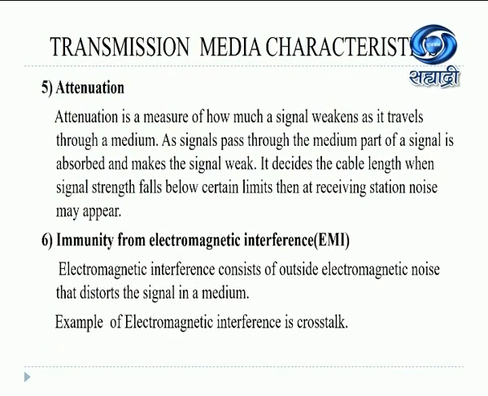The sixth important characteristic is immunity from electromagnetic interference, which is called EMI. Electromagnetic interference consists of outside electromagnetic noise that distorts the signals in a medium. An example of EMI is crosstalk. You'll get crosstalk when two or more connections are communicating at the same time. That is because of this EMI.